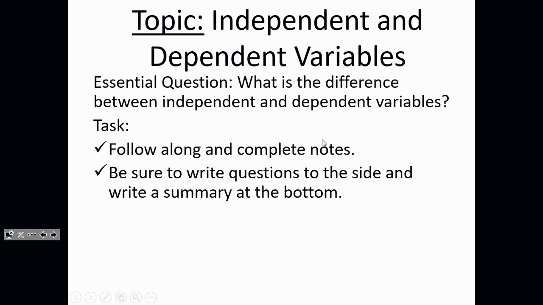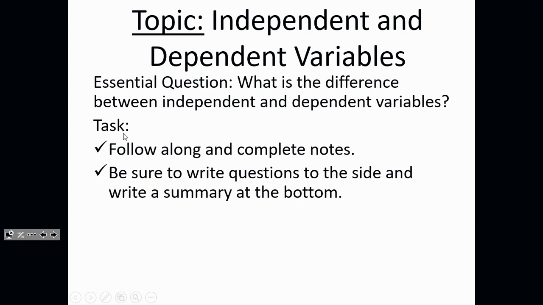All right, so here is your topic: independent and dependent variables. The essential question: what is the difference between independent and dependent variables? Now be aware, we are also going to take some notes on discrete and continuous graphs. So we could have an essential question about those, but I wanted to save you the effort of writing.